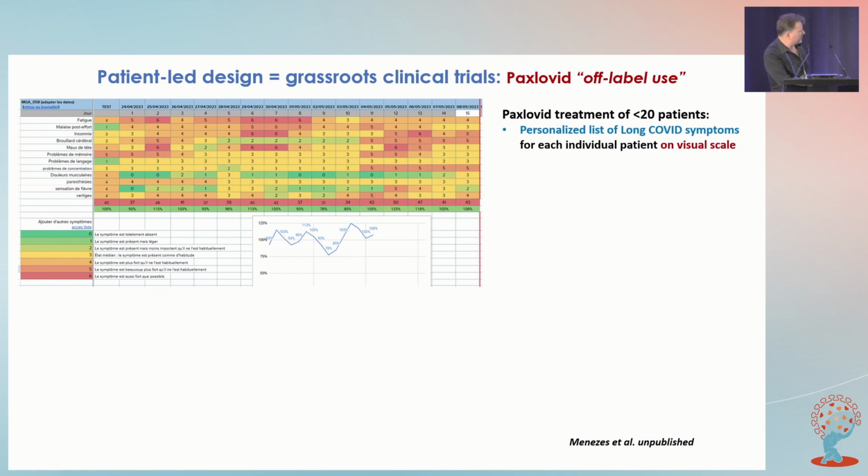So the patient scores this every day over the 15-day treatment. As you can see in the graph in the middle, it fluctuates around 100% of the symptoms. You can see that it still stays red and orange all over. So this is a non-responder.